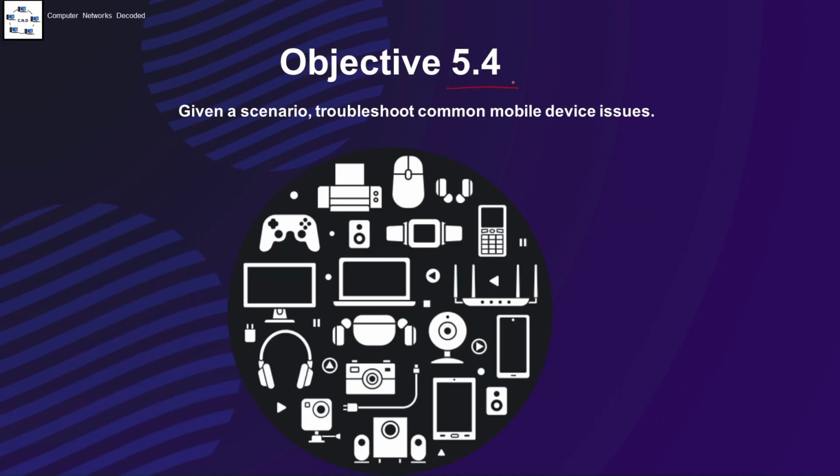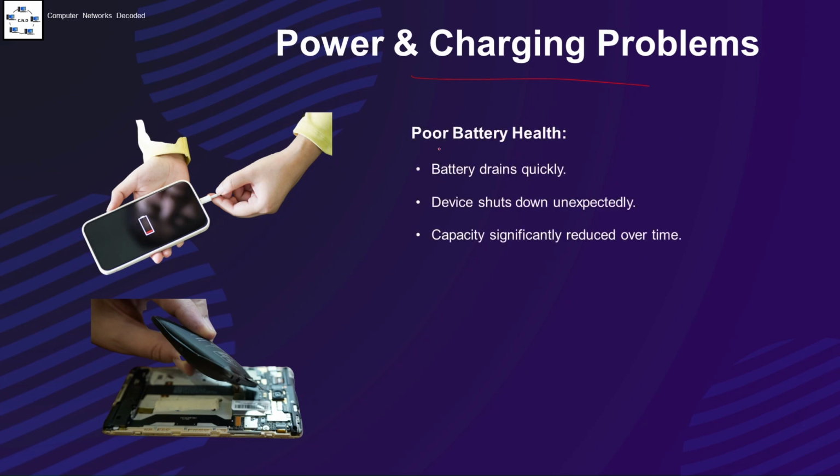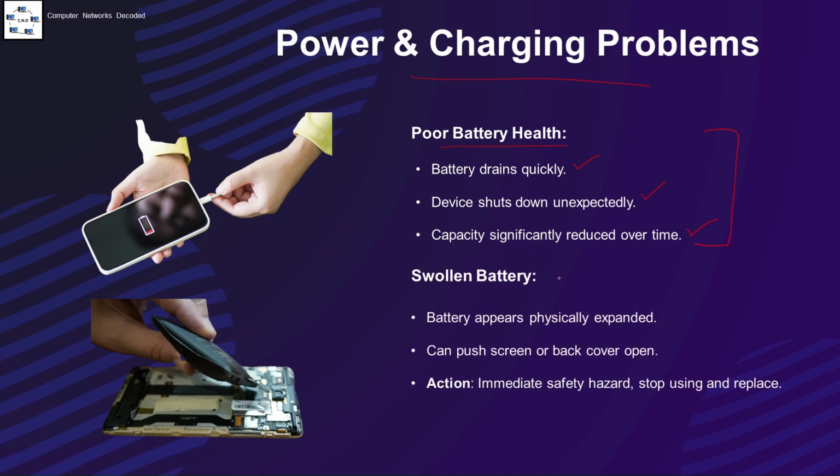Objective 5.4, given a scenario, troubleshoot common mobile device issues. Power and charging problems, poor battery health, battery drains quickly, device shuts down unexpectedly, capacity significantly reduced over time. So these are some battery related issues of the mobile devices.